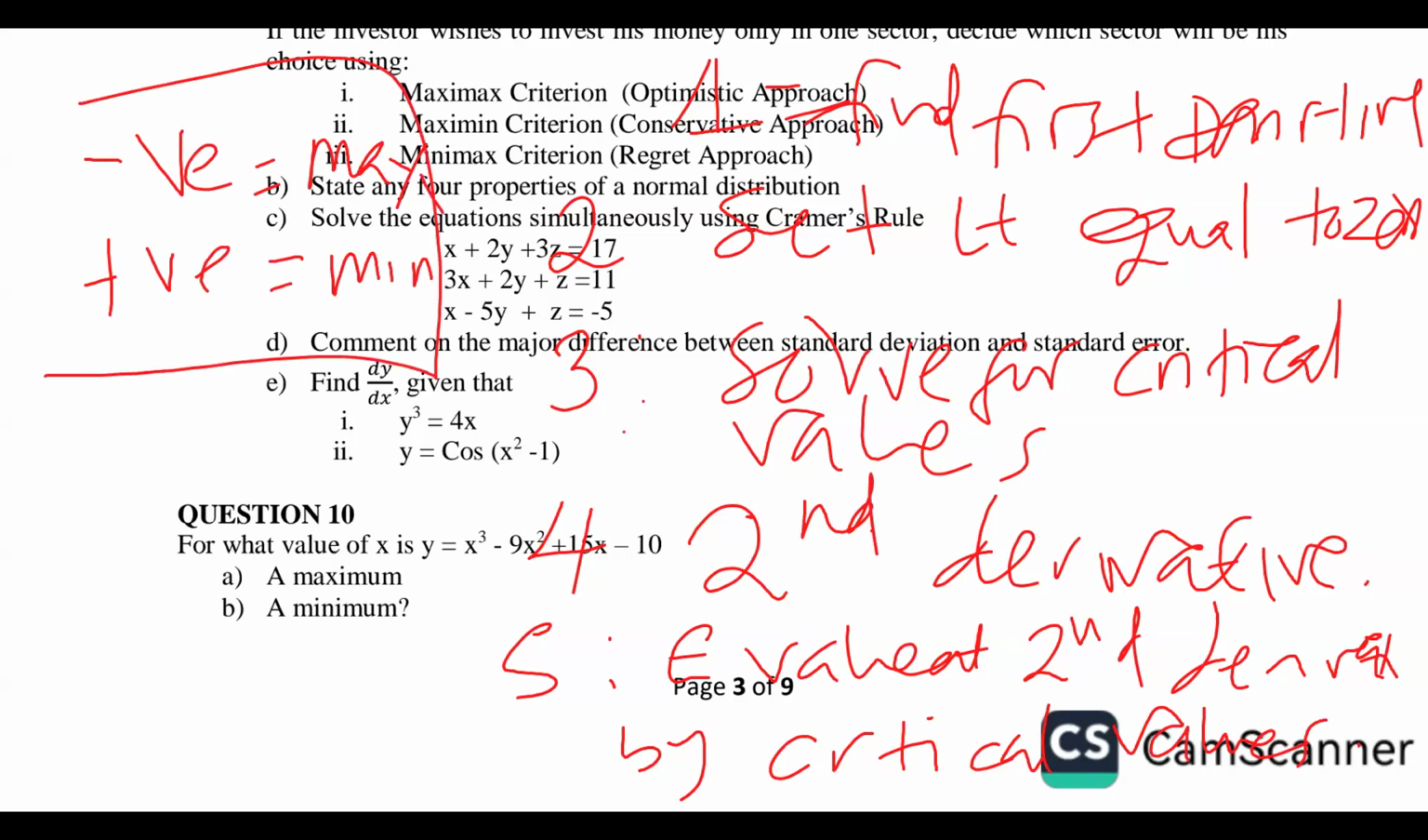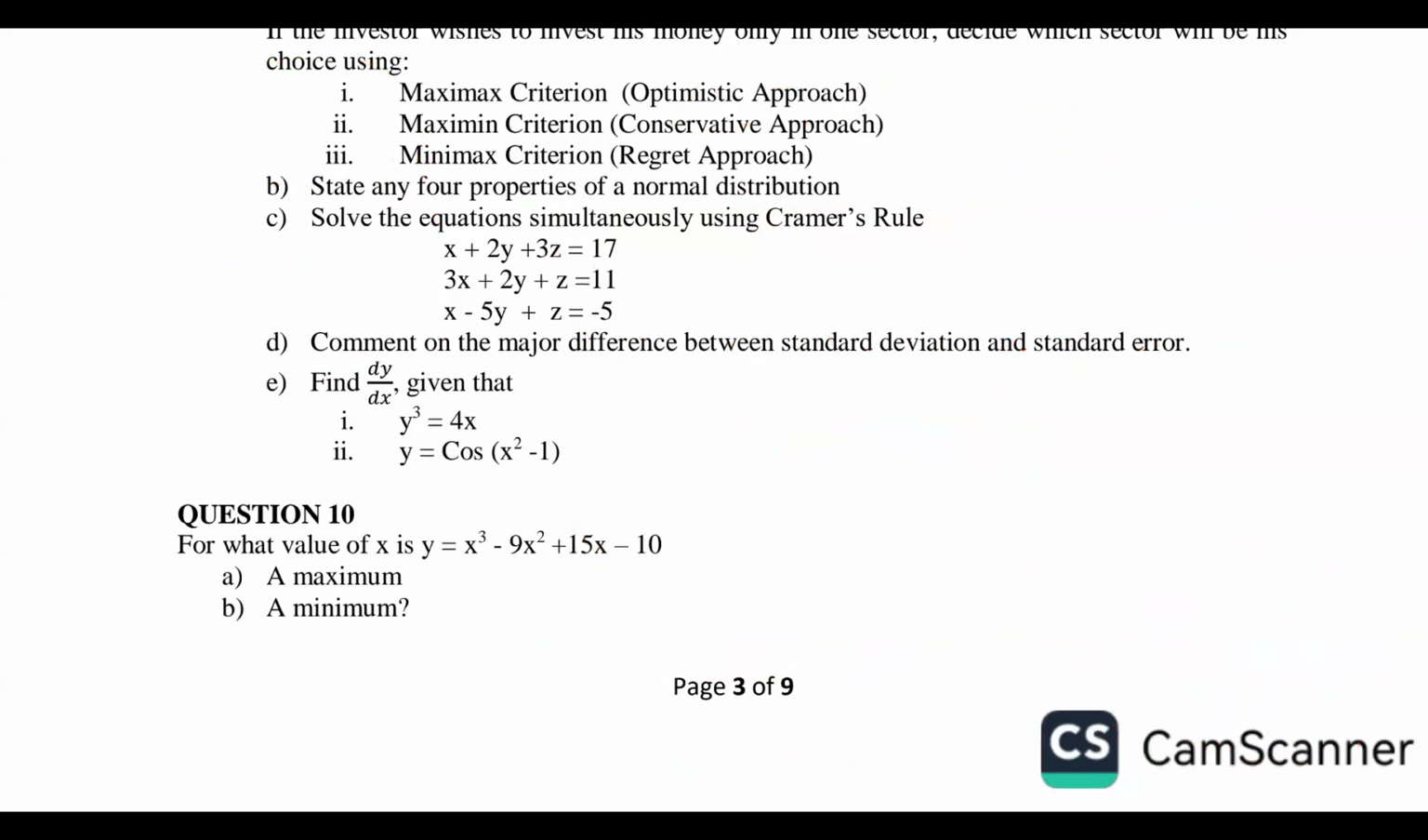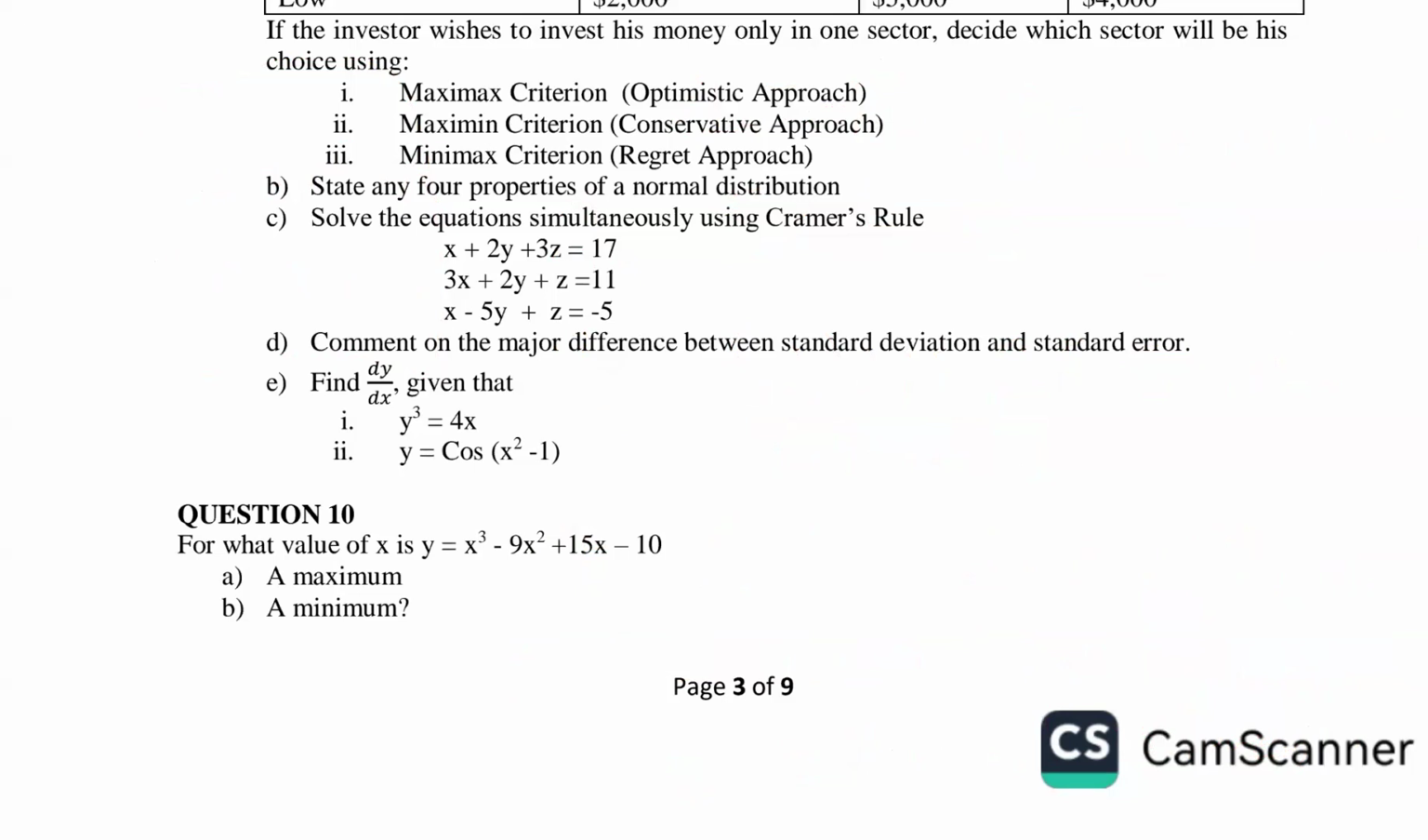So these are the steps that you follow. Find the first derivative of a function, set it equal to 0, then solve for the critical values. Then find the second derivative and evaluate it. Then determine whether the function is minimum or maximum. So our first step is to find the first derivative of the function using differential calculus.